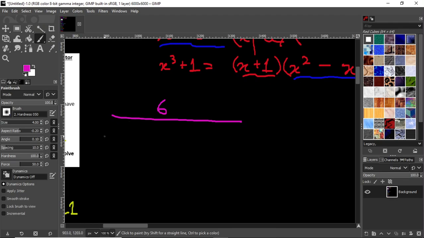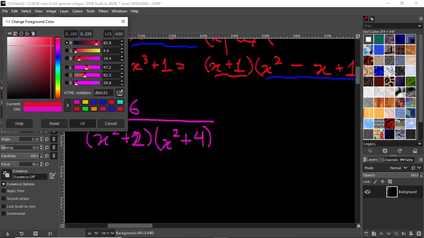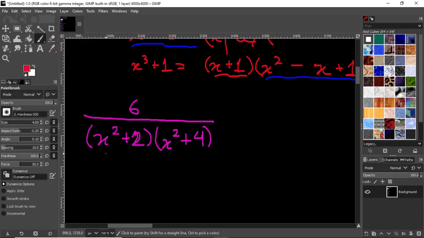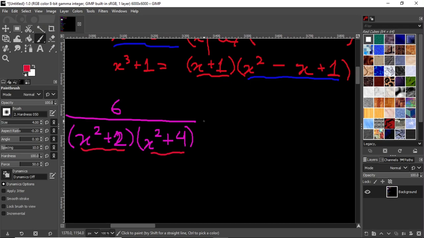So let's say we have 6 over x squared plus 2, times x squared plus 4. As you can see, the numerator is fine, with lower order than the denominator, and these factors cannot be factored anymore. So step 1 and step 2, we're good with those.